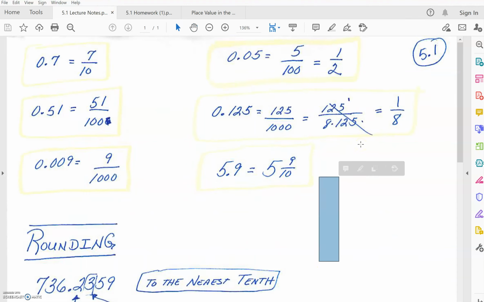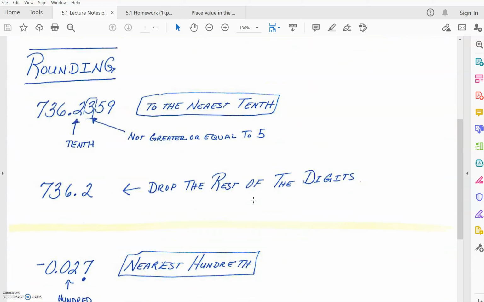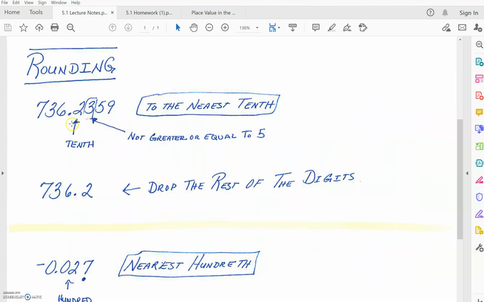Now, the other thing you're going to be responsible for in section 5.1 is the rounding. Now, how does rounding work? So again, you're going to read your set of instructions, and the set of instructions will tell you, for instance, this one, to the nearest 10th. So that means, if you can see how I drew it out, the 10th, the 0.2, we know that's the 10th place because we look at our diagram. So we know 1 digit over from the decimal is the 10th place.